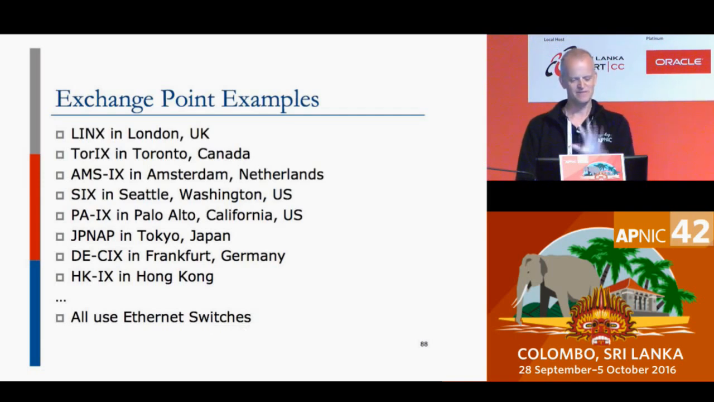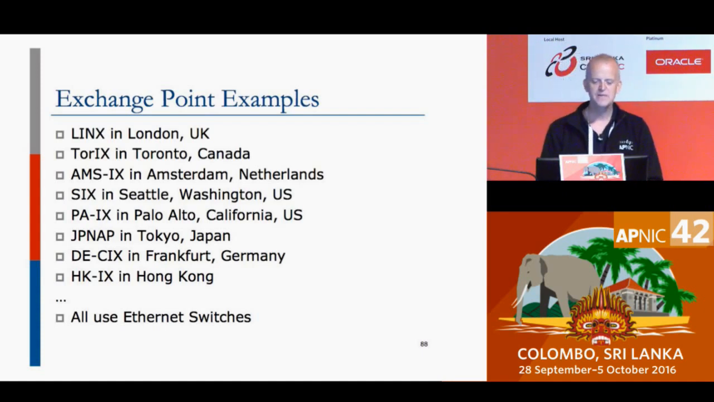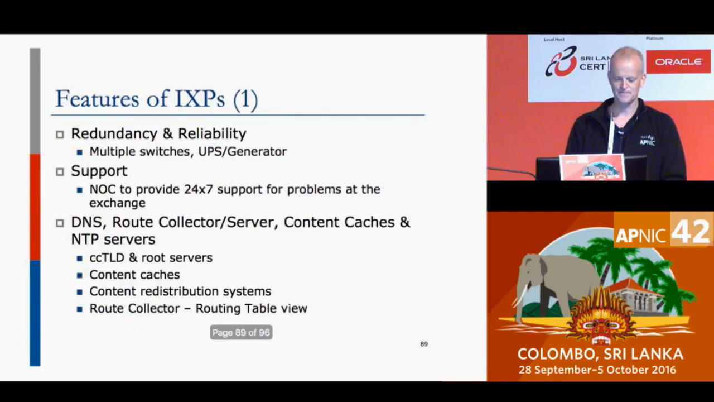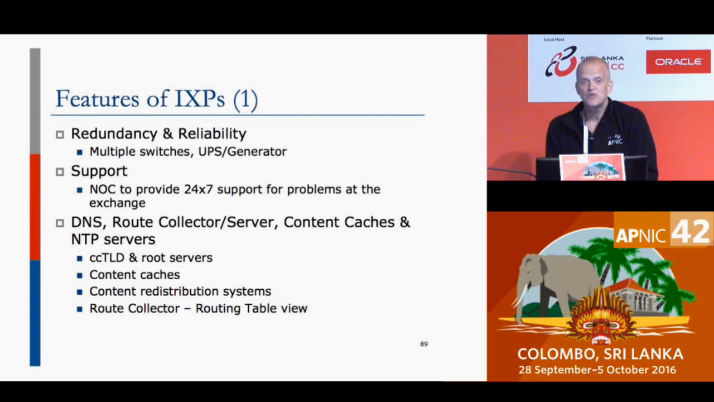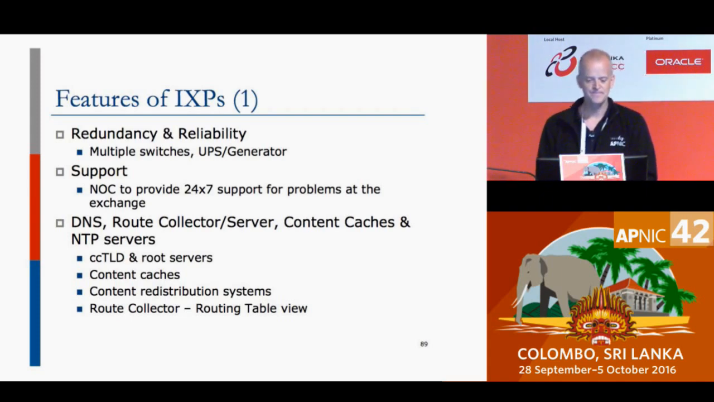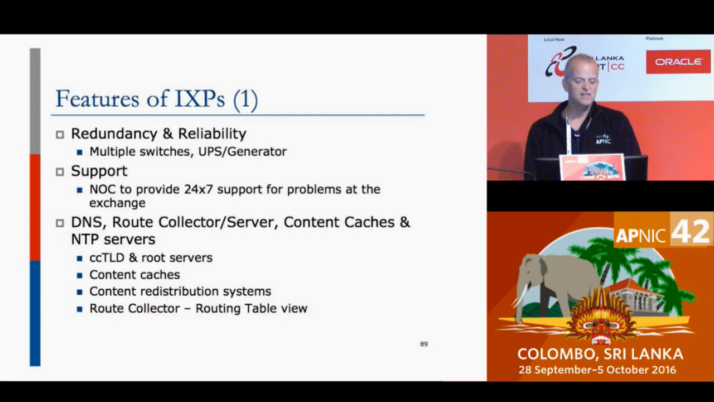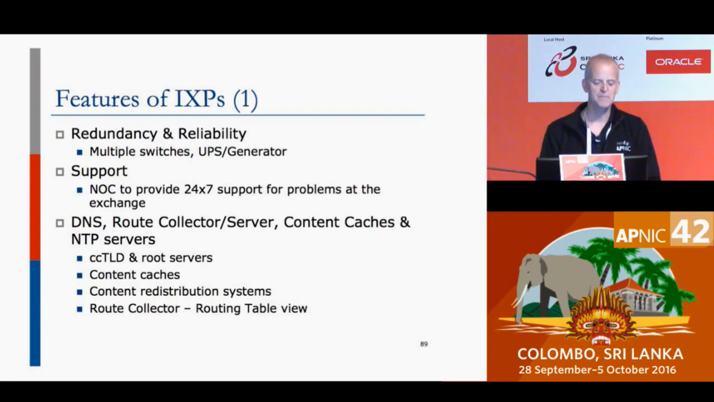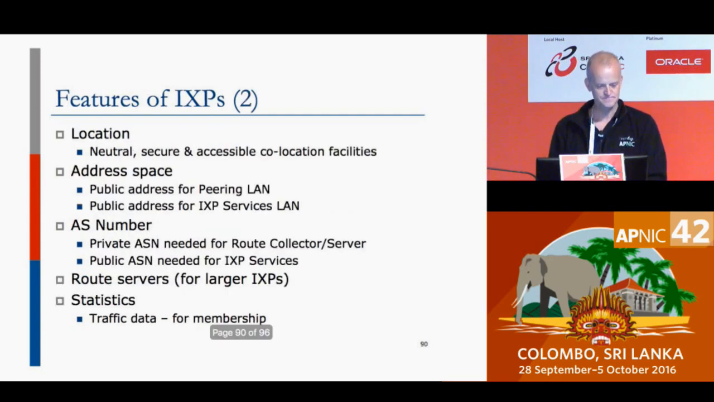I don't even bother trying to list exchange points, but you can go around some of the major IXs around the world. Everybody's using Ethernet switches, of course. So some of the features: multiple switches. As we get bigger, UPS and generator, you want good, reliable, long-term power. You want 24/7 support in the data center. DNS, route collector server, content caches, NTP. We've talked about all this before.